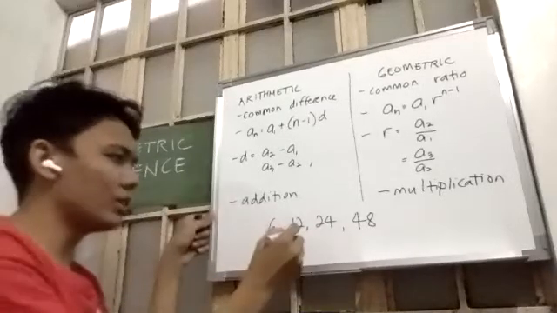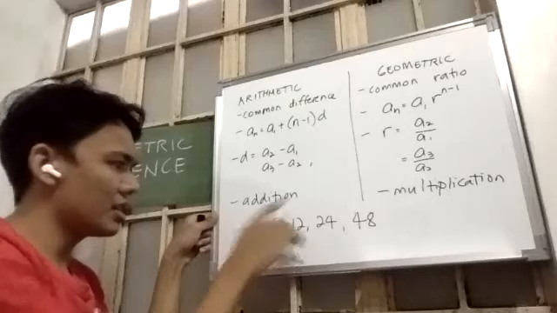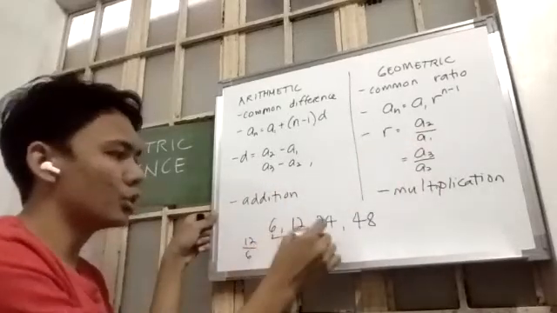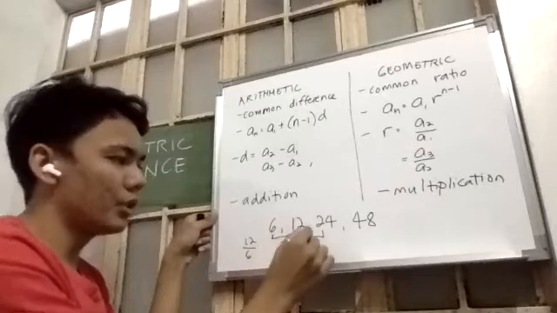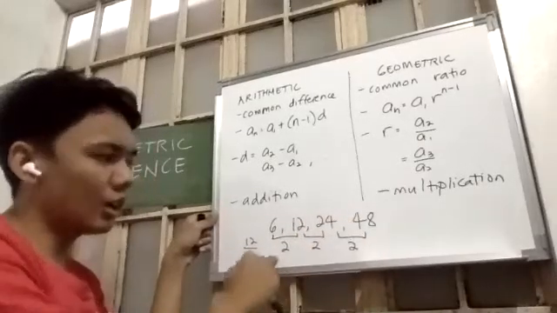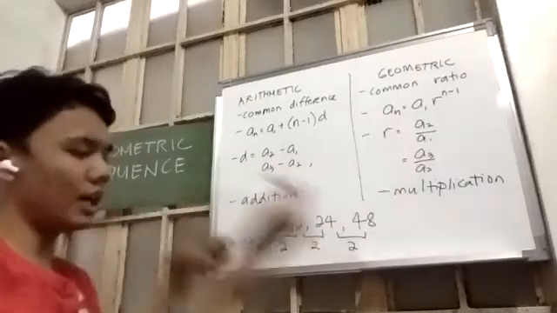So, how do we find this? So, divide natin itong dalawa. 12 divided by 6, kasi a sub 2 over a sub 1, sabi dito. So, we have 2. So 24 divided by 12, we also have 2. 48 divided by 24, we also have 2. So naging common lahat ng naging ratio nila. Therefore, geometric tong sequence natin na to.